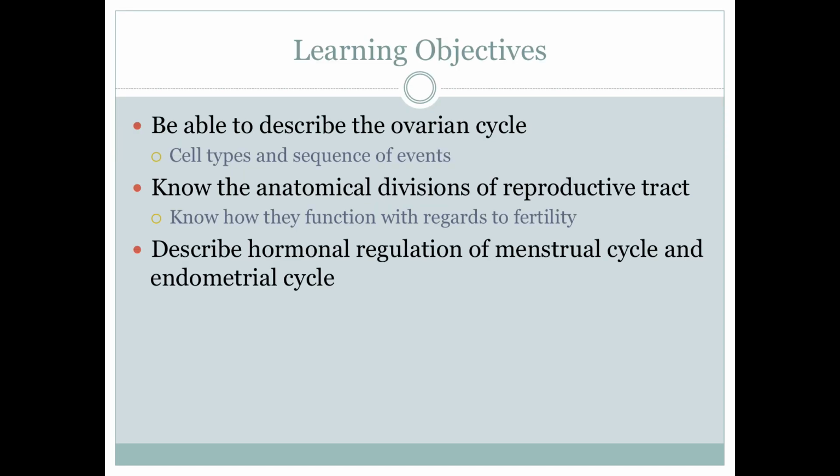So, some important things to think about physiologically. We'll talk about the different cycles. There is an ovarian cycle, there's an endometrial cycle, and they involve different cell types. And there's a nice little story that goes along with each one to help you put the sequence of events in order and then understand how these things happen, why they happen, and what triggers them to happen.